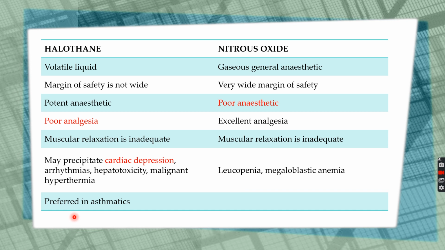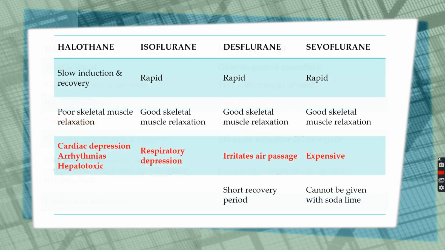Halothane is preferred in asthmatics because it produces bronchodilation. So in asthma patients, halothane will be a better option as compared to nitrous oxide. Now, if we look at all the volatile liquids, that is halothane, isoflurane, desflurane, and sevoflurane, amongst them, halothane has the slowest induction and recovery, whereas with the other three drugs, the induction is rapid.